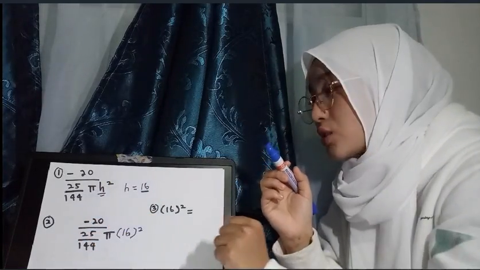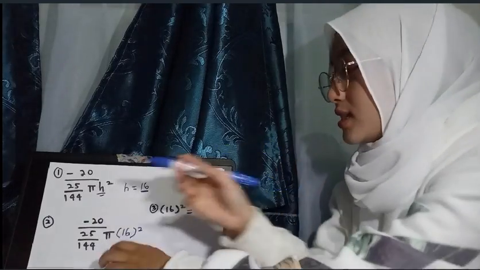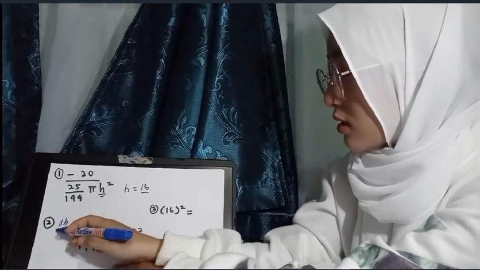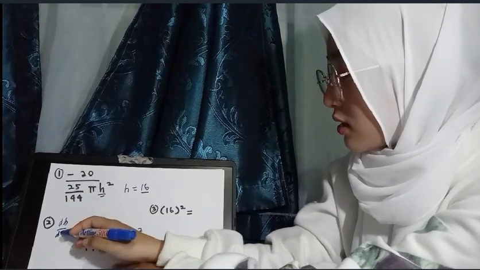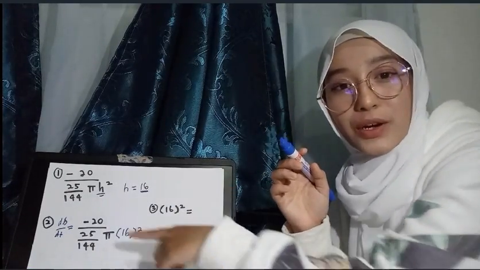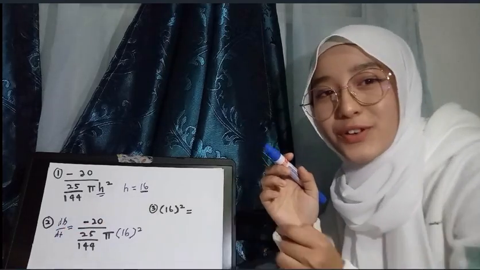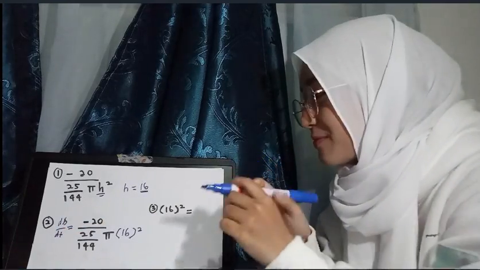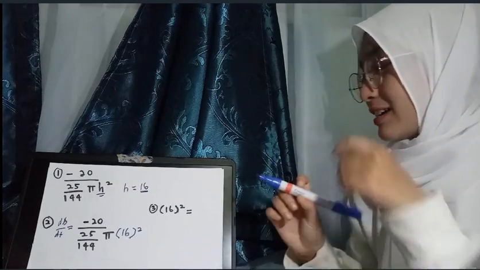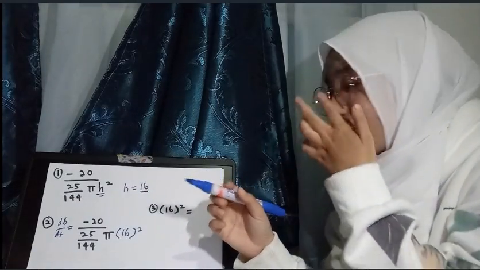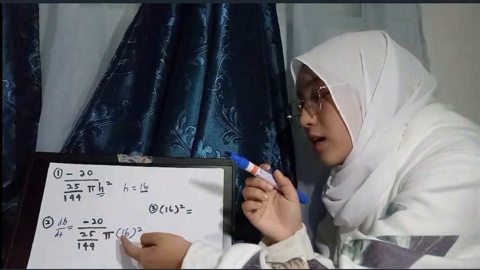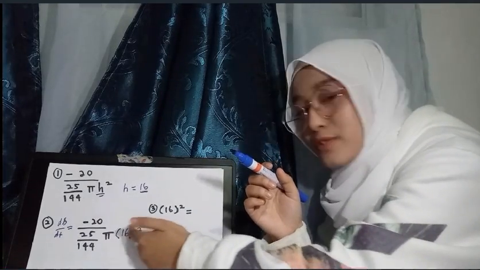What we are searching for is dh over dt. So we search for dh over dt. Sorry for my bad writing. First of all, we need to calculate this one first.